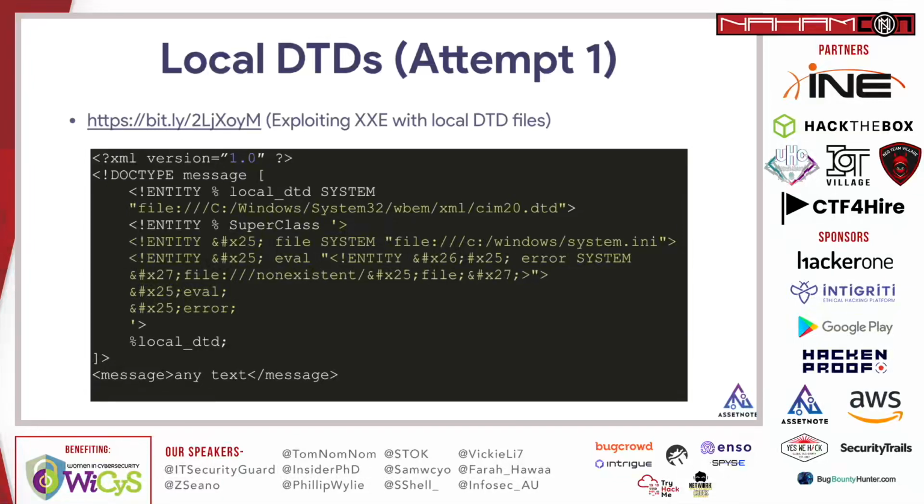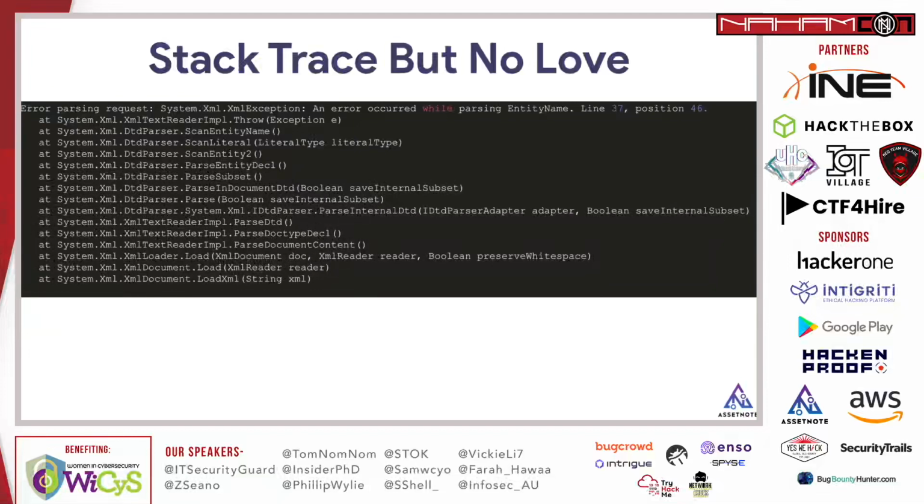However, what can often happen in this scenario is you can find that the XML parser might actually not respond with the data of the file. You can see here that we've got our local DTD, we've got our local file to read, and we've got the side channel leak. However, when you run that request, you can see that the response might be something like this, where it says an error occurred while parsing entity name, line 37, position 46. So it is reading some sort of data, but it's not giving that data back to you. The error message does not contain the contents of the file.